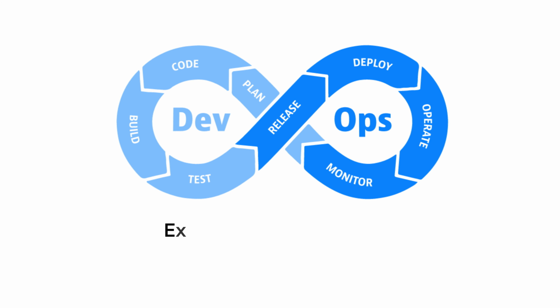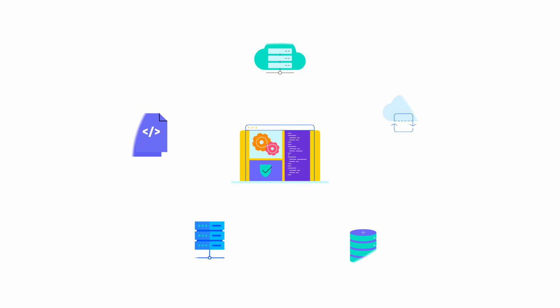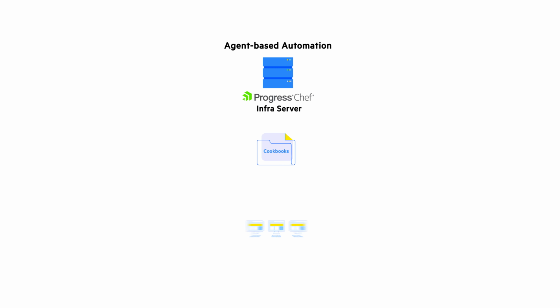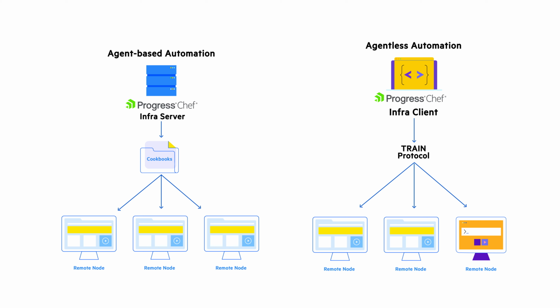An agentless configuration can help extend your DevOps value, since it's designed to be used on infrastructure where you may not have the ability to install an agent. With Chef, you gain complete control from a central system, so you have a single tool to manage your desired state of the agent-based and agentless targets.